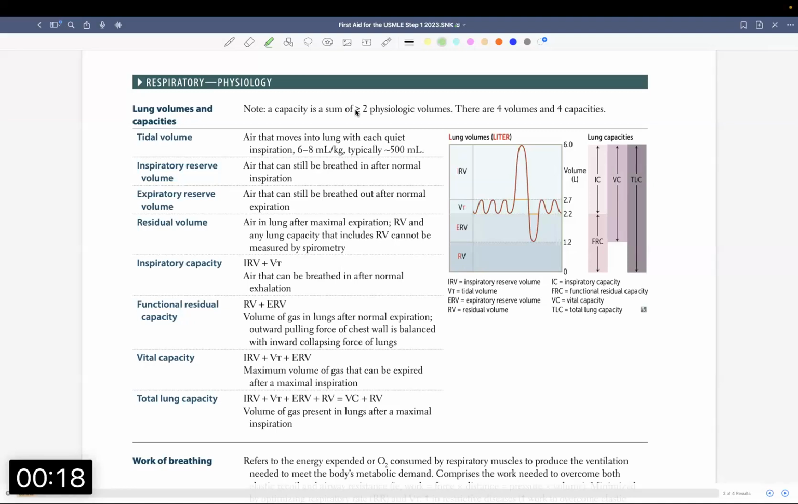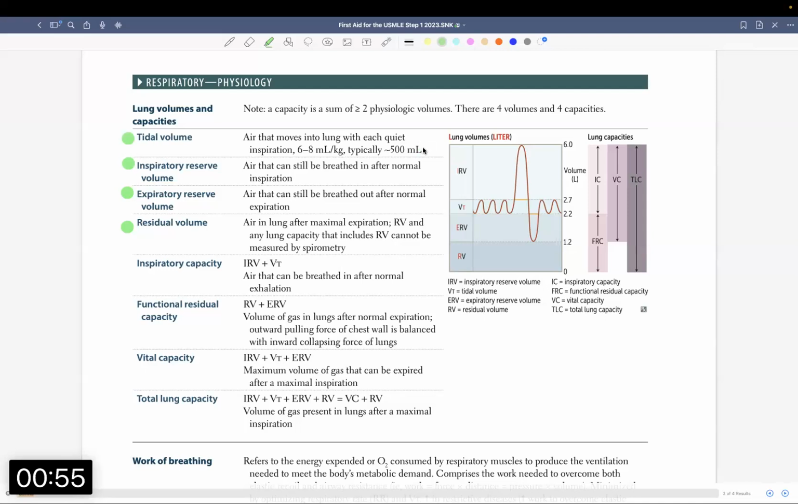There are 4 volumes and 4 capacities. Capacity is always a sum. So we have tidal volume, inspiratory reserve volume, IRV, ERV, residual volume. So 1, 2, 3, 4 volumes. 4 capacities: inspiratory capacity, FRC, vital capacity, total lung capacity. So first, what is tidal volume? The air that moves into the lung with each quiet inspiration, 6 to 8 ml per kg, typically 500 ml.